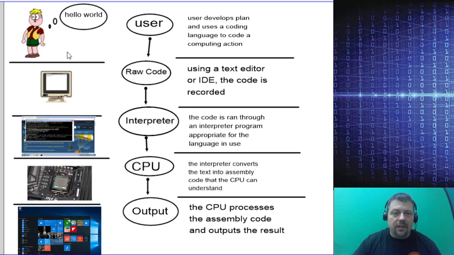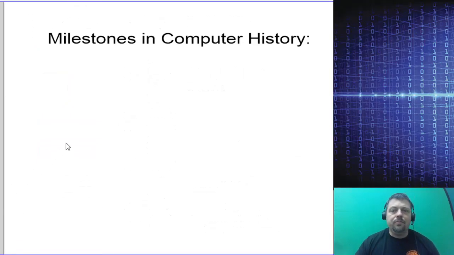So you see on the left, I've got pictures of guys thinking about it. And here he writes the code. Here he runs the code through an interpreter. And after this point, this is all the computer taking care of it itself. The computer interprets it for you, feeds it into the CPU, and shows you the results. So, milestone.